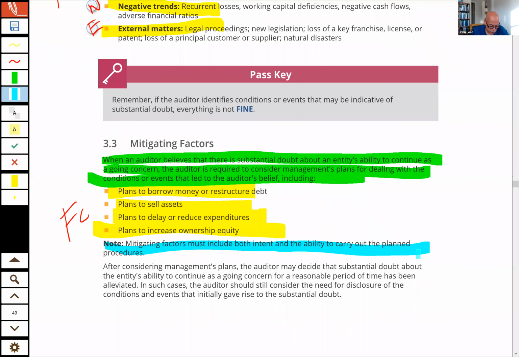Okay, but anyway, what happens? Mitigating factors: you have to have both the intent. The intent is fine, but you have to have what? The ability to carry out.